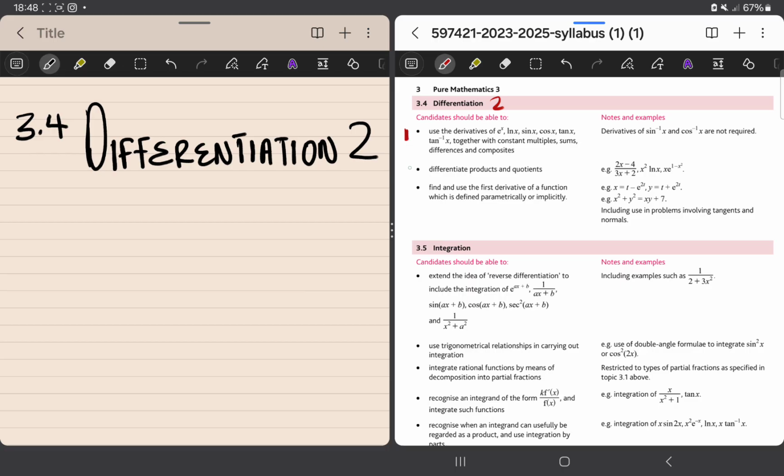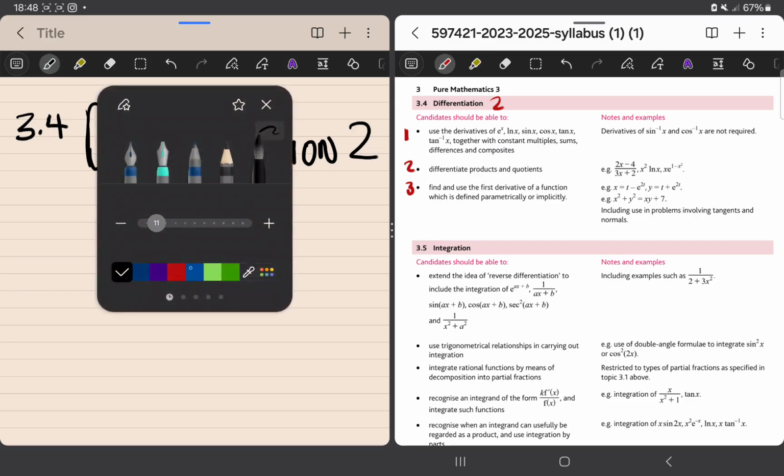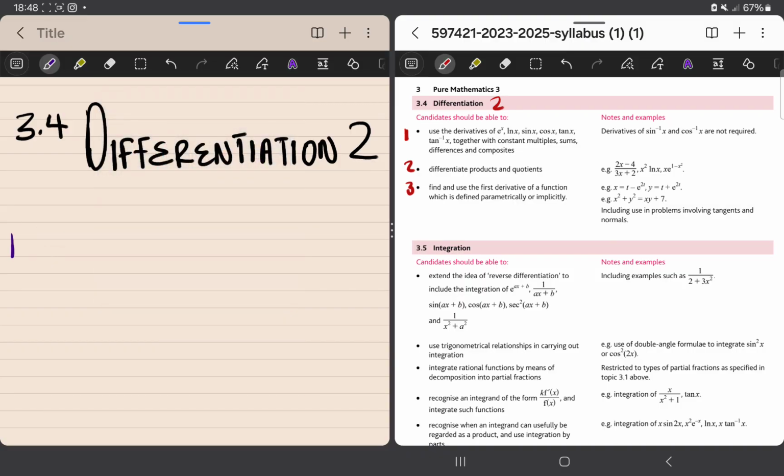How many subtopics? 3. 1, 2, 3. Let's see the 3 subtopics, okay? Here they say derivatives, use the derivatives of blah, blah, blah, together with constant multiple, sum and difference, and composites. So in here, this is the first one, so it's going to be 3.4.1.